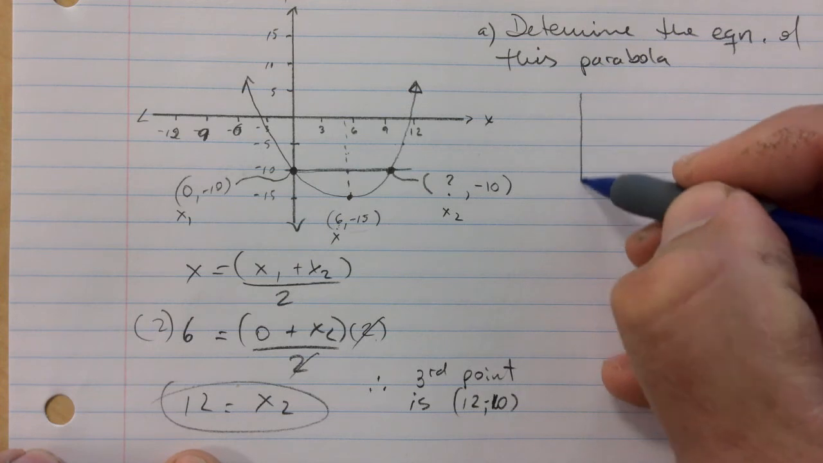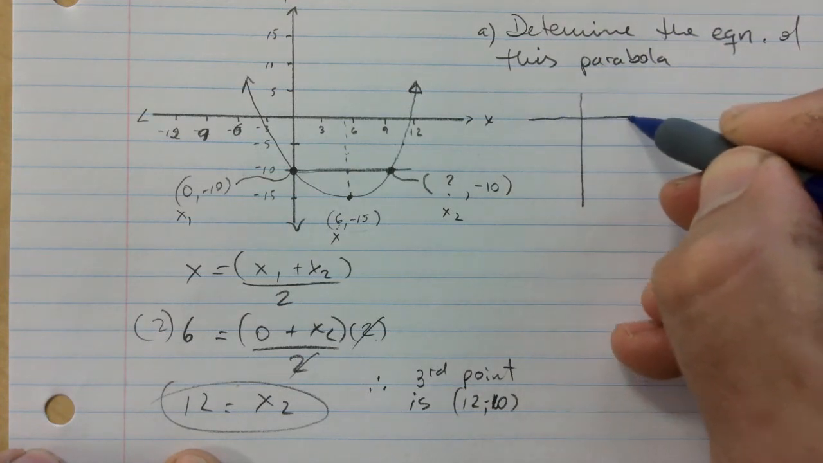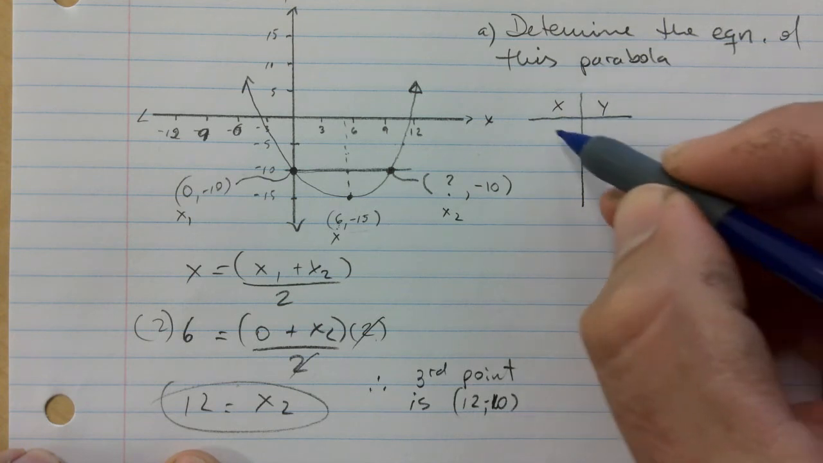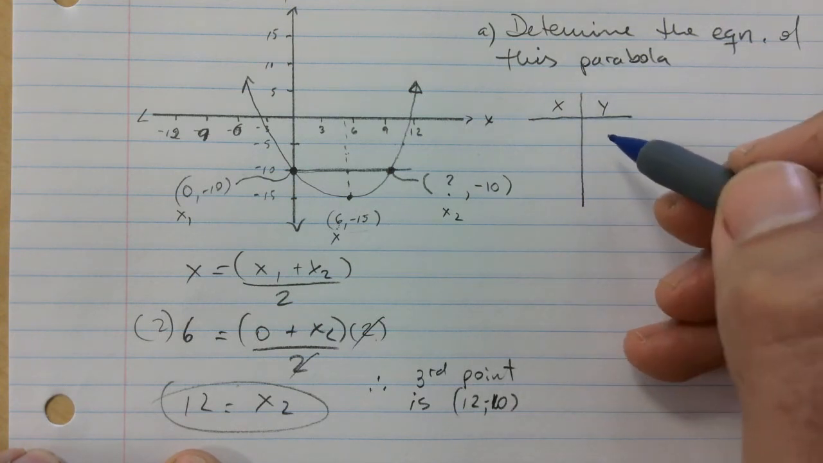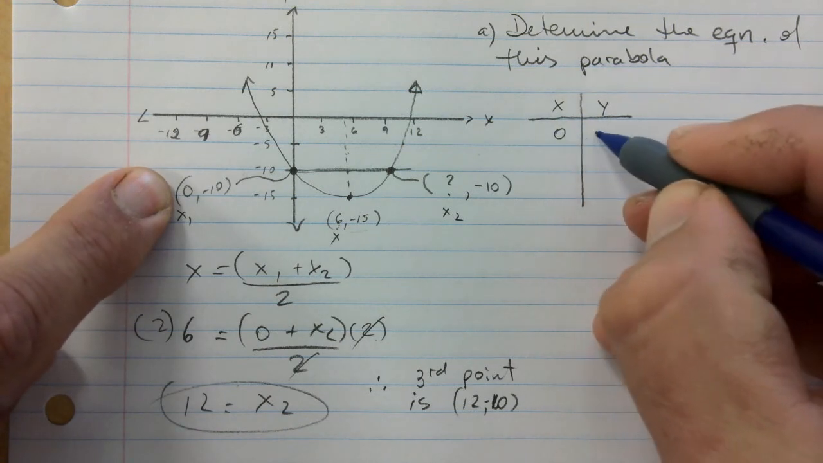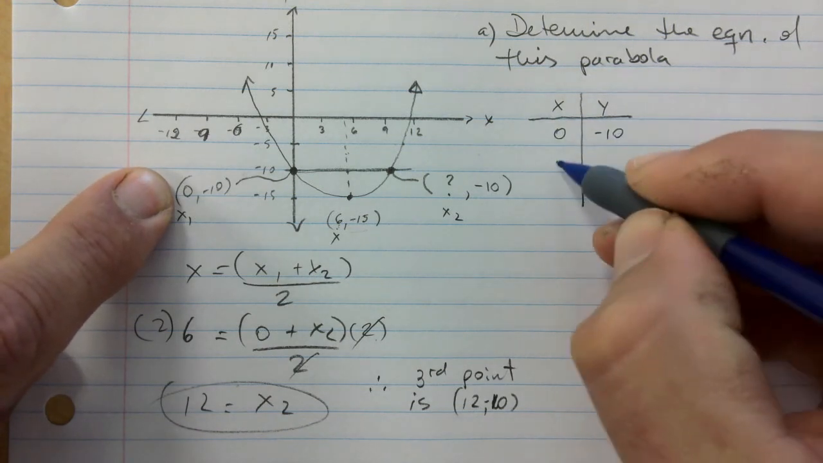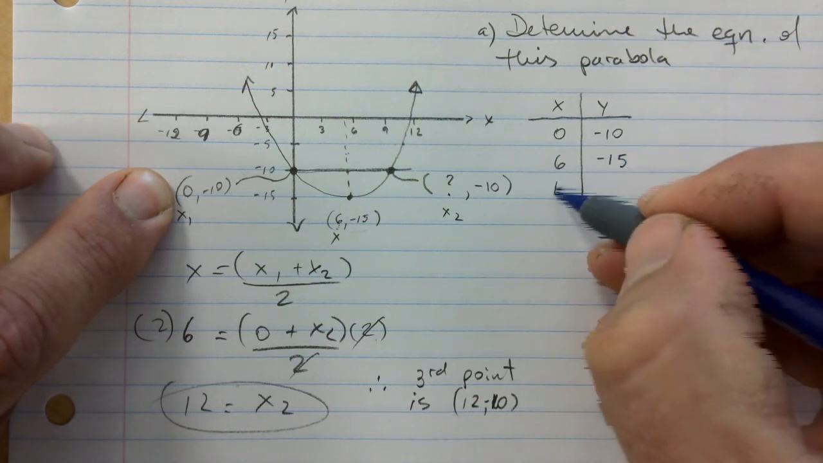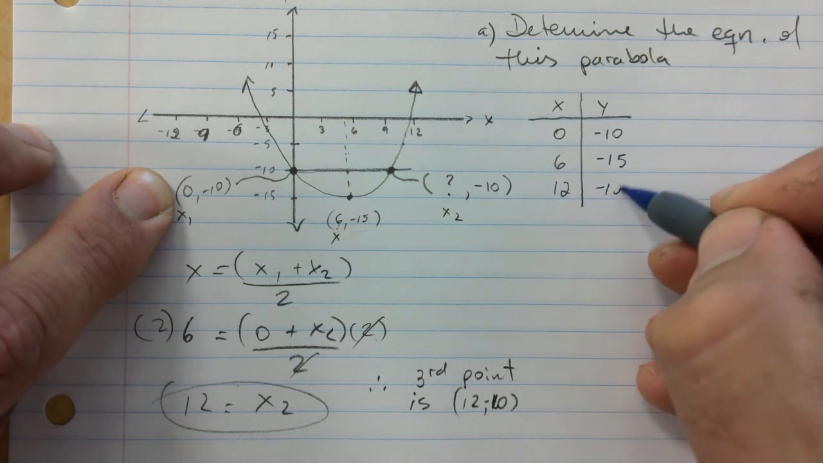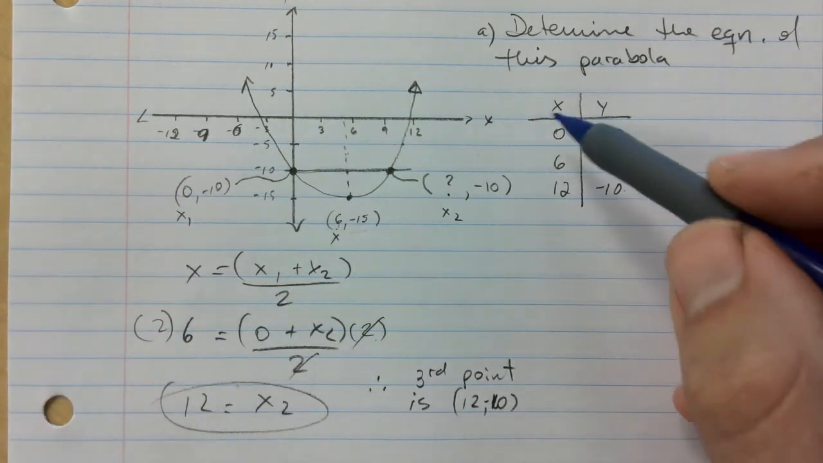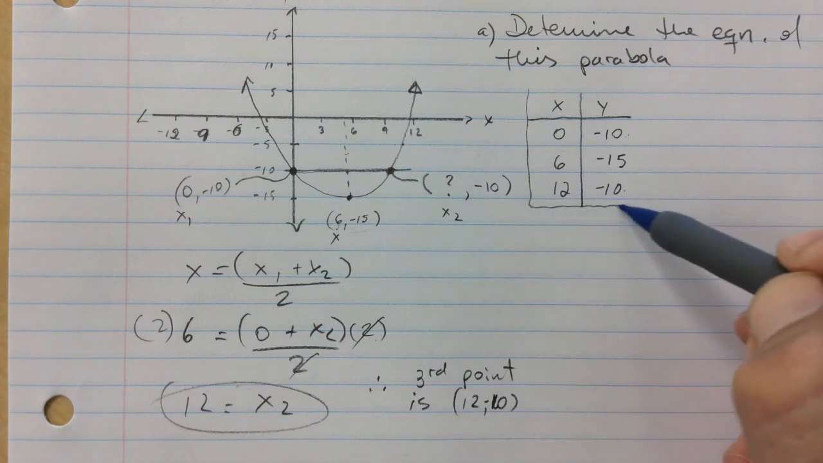So now we have our x and our y, and we're going to come up with the 3 points. Order does not matter, but I'm going to start with the left. So 0, -10, 6, -15, and 12, -10. Notice that the -10 shows up twice. That is fine. That's what we expect.